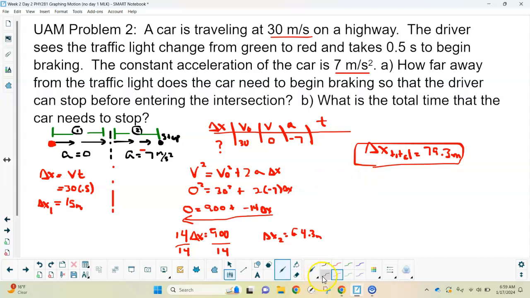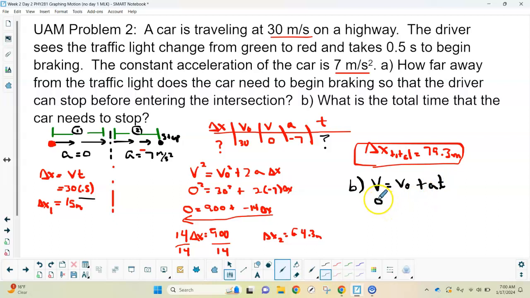Part B, I'm just going to do really quickly right here. So part B wants to know what is the total time the car needs to stop. So we already know it's 0.5 seconds for the first part, so we just have to solve for the time here and then add the 2 times together. So I'm going to use the equation V equals V naught plus AT. That is the easiest equation, in my opinion, to use to solve for the time.